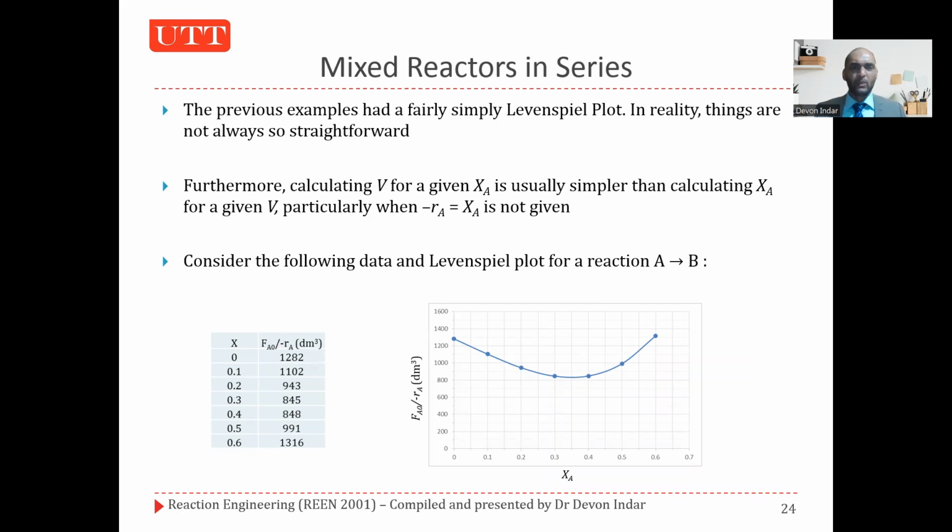All the examples we've considered so far had fairly simple Levenspiel plots. The reaction data was very well behaved. Let's look at an example where the data is not so well behaved. And also, let's look at an example where we solve things in the opposite order, because so far what we've been doing is solving V for a given X. You've been given XA and you had to find V. What if we had to do them the other way around? Suppose we were given V and we didn't have XA, we had to calculate XA.